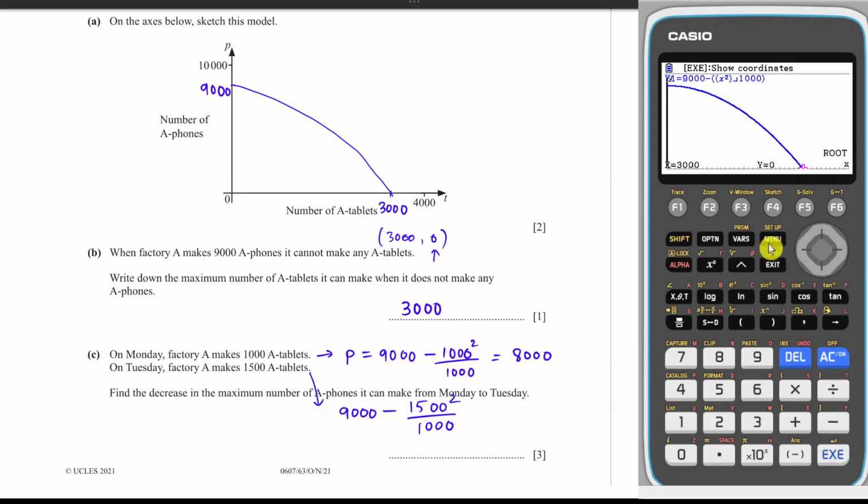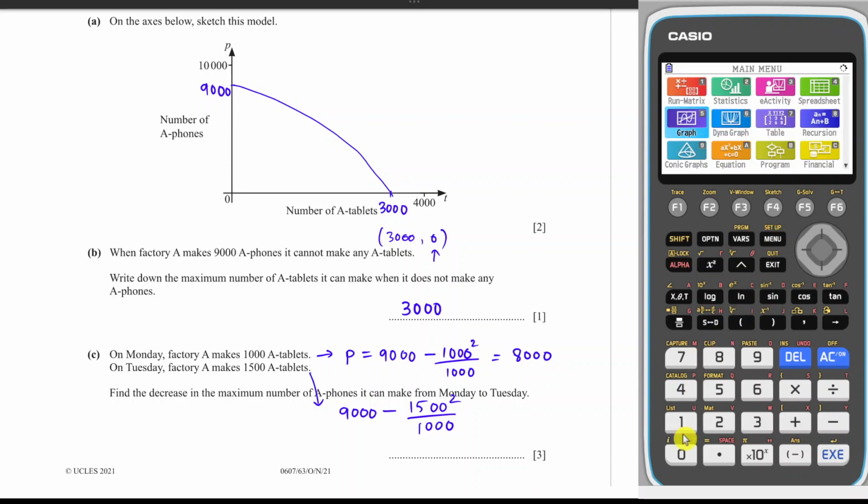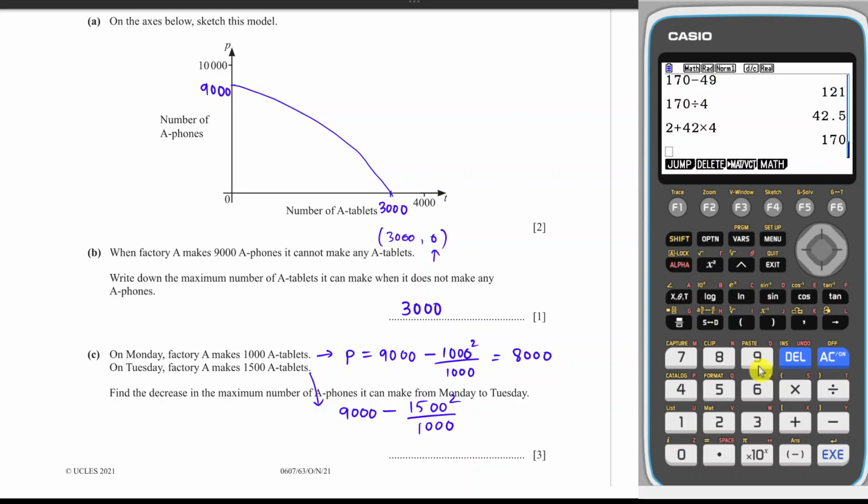That gives me, let's check. So this is 9,000 minus 1,500 square upon 1,000. That gives me 6,750. So I have to find out the decrease. So from 8,000, it decreases to 6,750. So 8,000 minus my answer, that gives me 1,250. So this is my decrease.